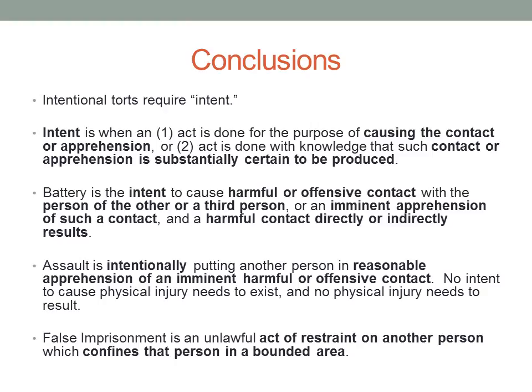So let's look at some conclusions for this week before we break. So all intentional torts require intent. We talked about 3 intentional torts today: battery, assault, and false imprisonment. We'll cover 4 more next week.